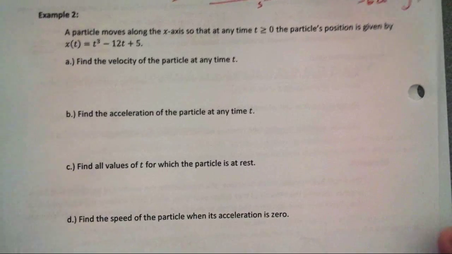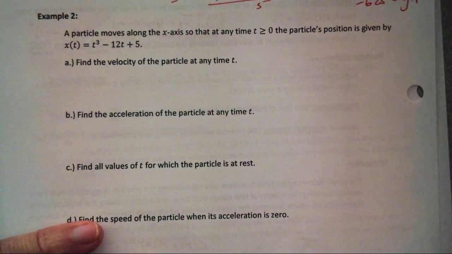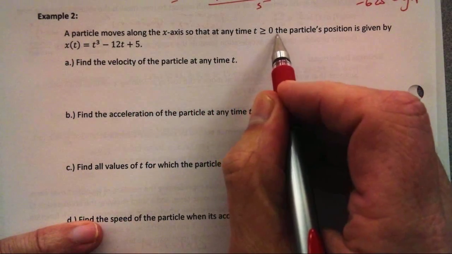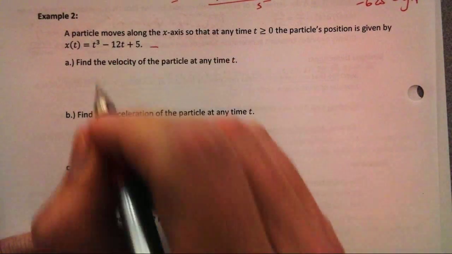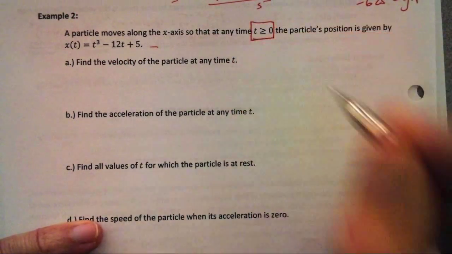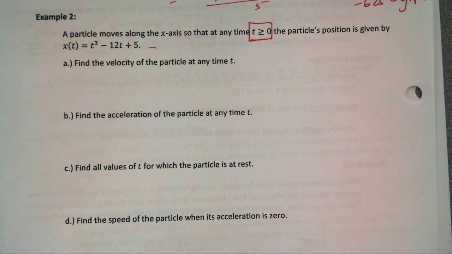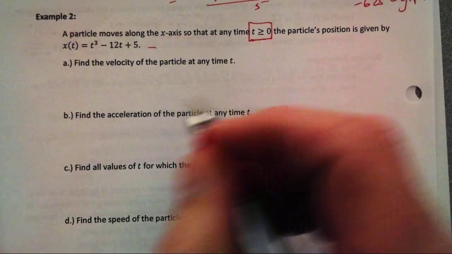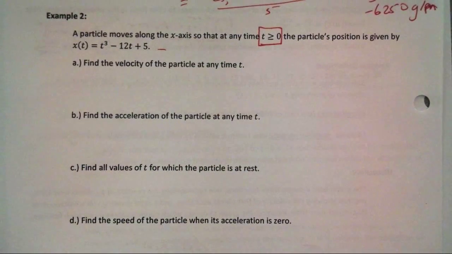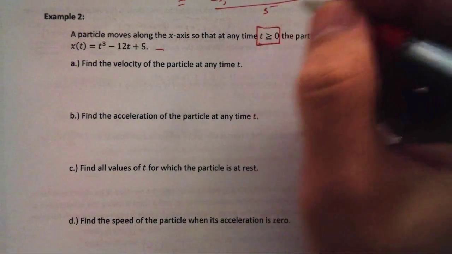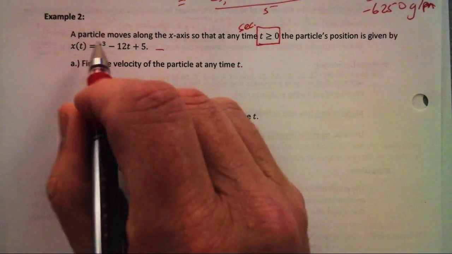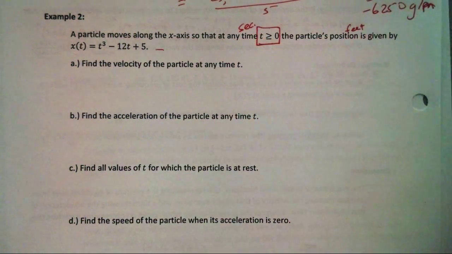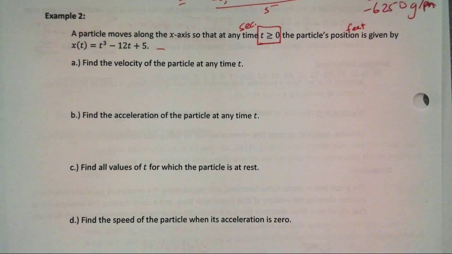All right, example 2. There we got our particle. We talked about we're going to have particles moving around all over the place. The particle moves along the x-axis so that at any time t greater than or equal to 0, the particle's position is given by this. Sneaky suspicion that may come back to be a factor here. Let's just say time is in seconds for right now, and let's say our position is in feet, just so we can give unit measures. We'll typically have that information given.